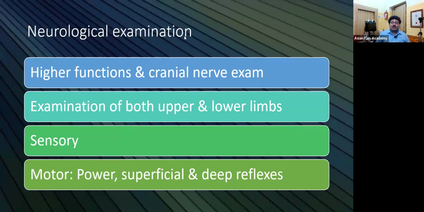Now coming to the neurological examination. So check for the higher function, cranial nerve examination, examination of both upper and lower limbs, sensory examination, motor power, superficial and deep reflexes.